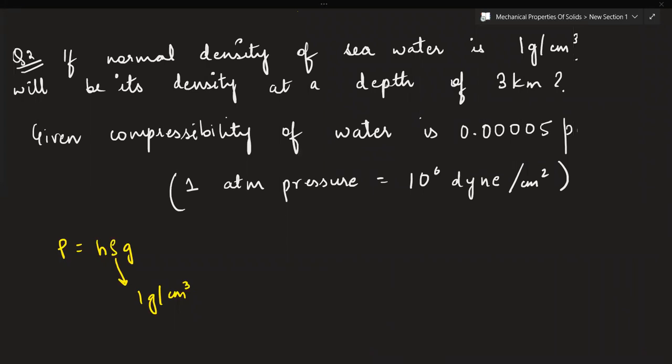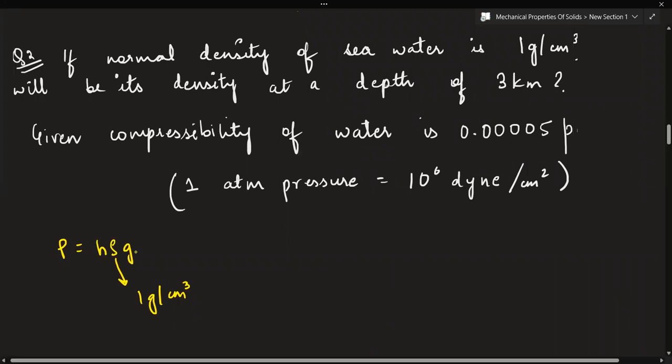Since everything is given in CGS unit, do take acceleration due to gravity also in CGS unit. That would be 1000 centimeter per second square. Instead of 10 meter per second square, take it as 1000 centimeter per second square. Just do everything in CGS unit, because all the values are mostly in CGS. So convert this also into CGS only.